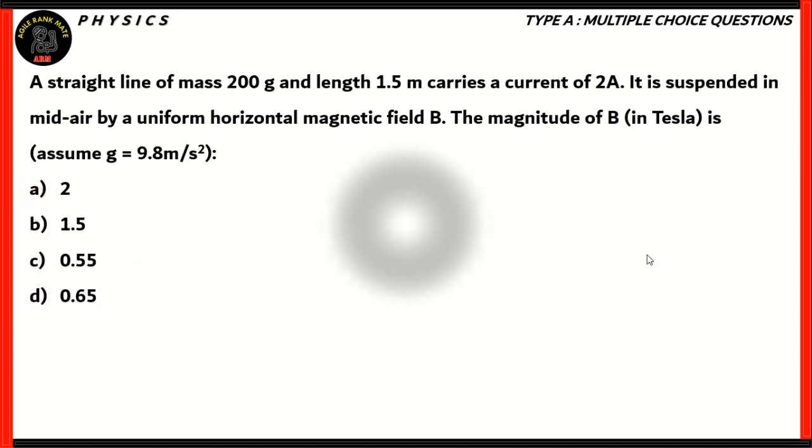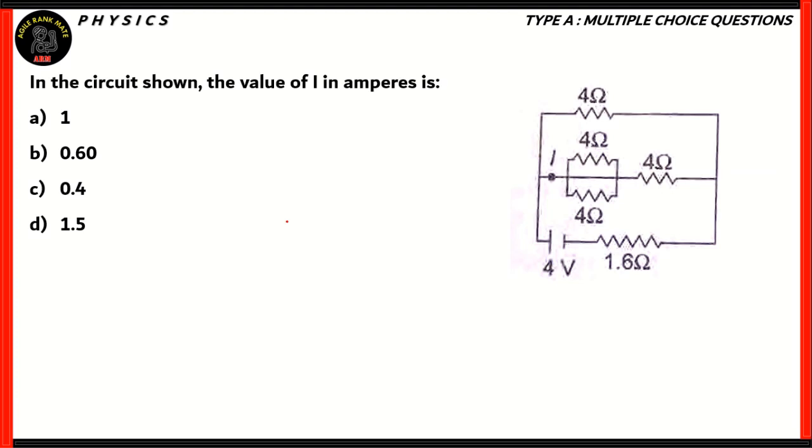Moving on. This is the next question. We have a certain circuit. We need to find the value of I in amperes. So when they say I, which is this particular bit of current that passes through the middle portion of the given circuit.